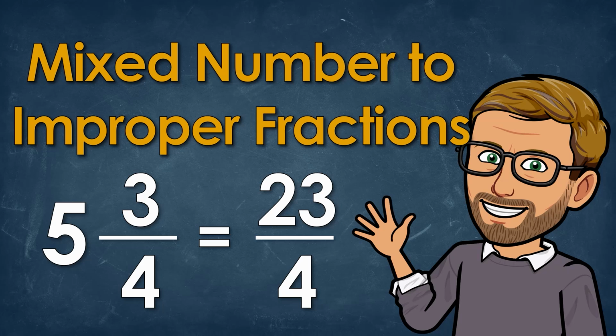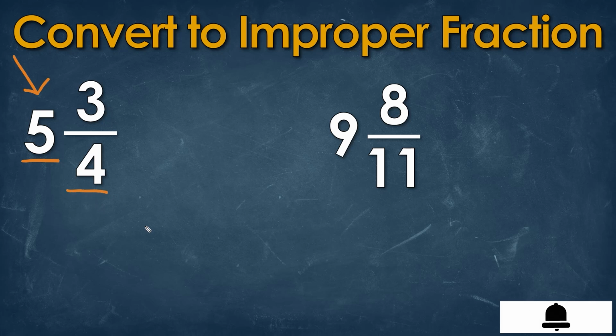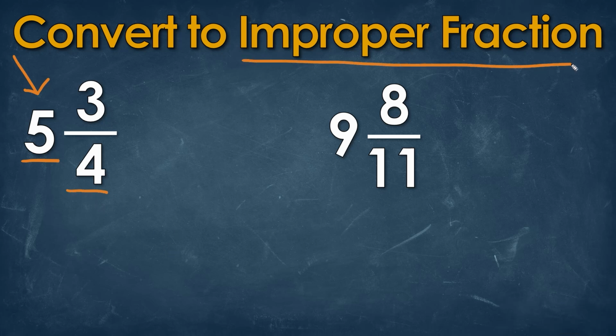In this video, we're going to learn how to take a mixed number and convert it into an improper fraction. We're going to take a look at this example here on the left. What we have is called a mixed number. A mixed number is a number that has a whole number component and a fraction component. And what we want to do is take that whole number and convert it into an improper fraction. Now, an improper fraction removes this whole number and adds it within the fraction component.